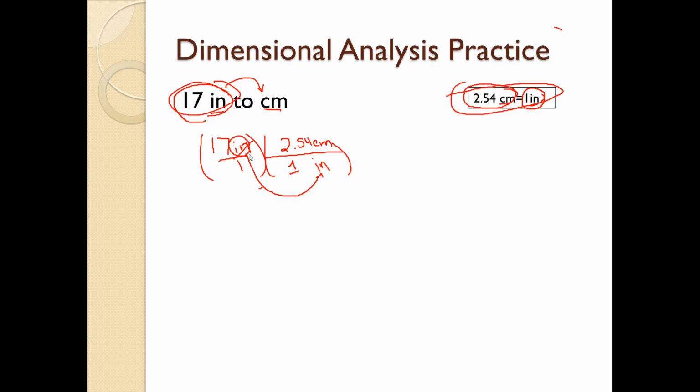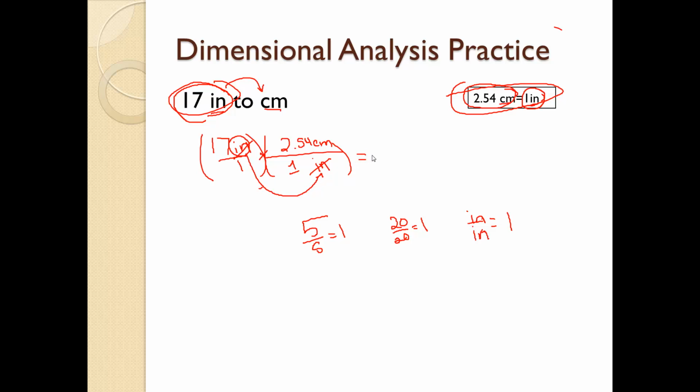The inches cancel out. The reason being, if you take 5 divided by 5, that's going to equal 1. If you take 20 divided by 20, it's going to equal 1. If you take inches divided by inches, that will also equal 1. So even though we're dealing with letters and units here, the same mathematical principles still apply. Now you're going to multiply it as if it was a fraction. So you're going to multiply the top and you're going to multiply the bottom.